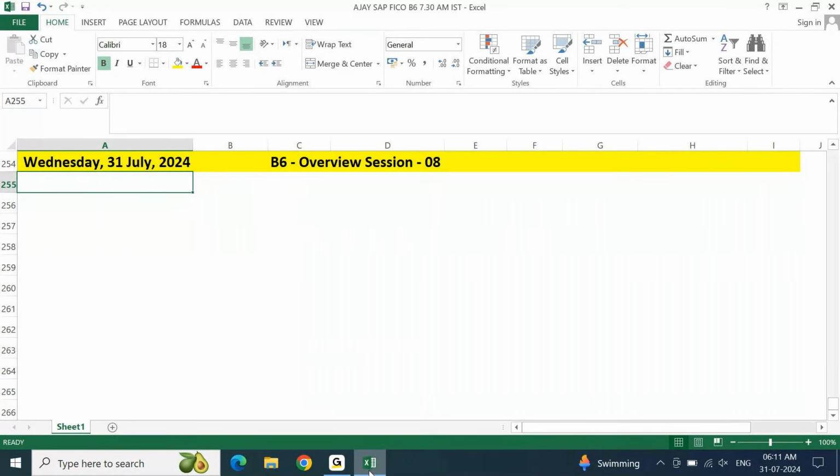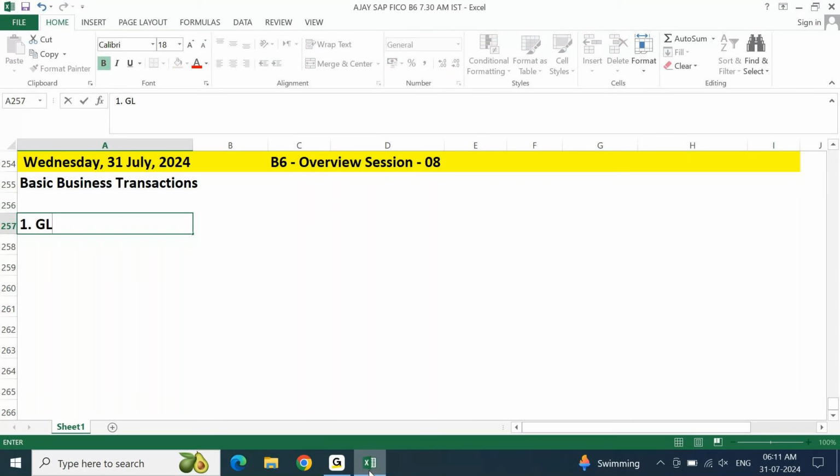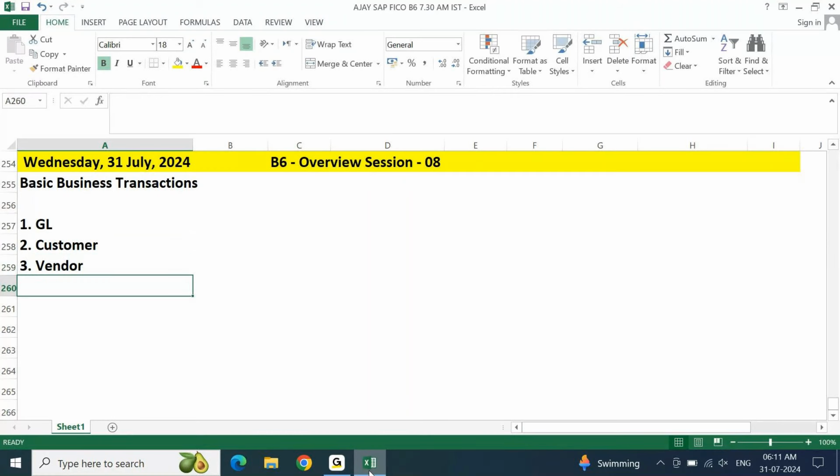Let's say basic business transactions. Now, when we're talking about basic business transactions, in the previous sessions, we were talking about four modules from the FI side, which we represented as GL. Second one is your customer. Third one is your vendor. Fourth one is your fixed asset. These are the four account types which broadly we utilize in SAP or even in accounting.